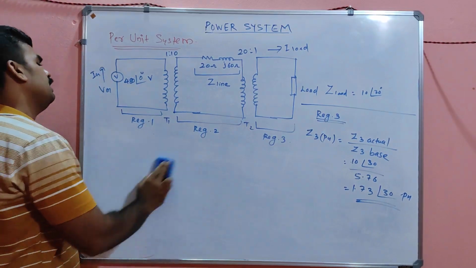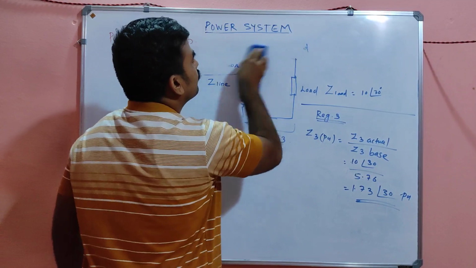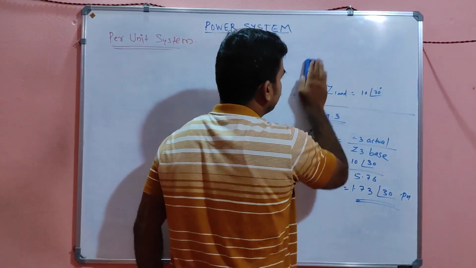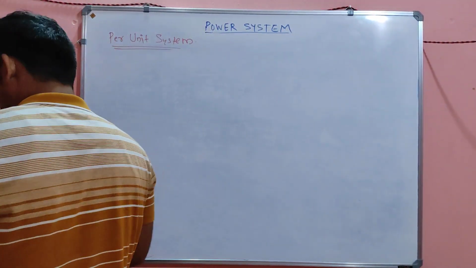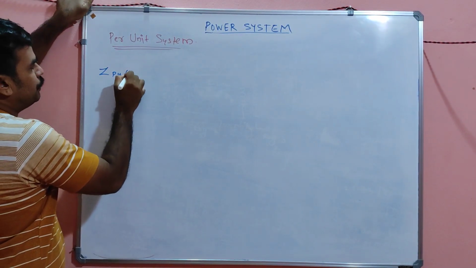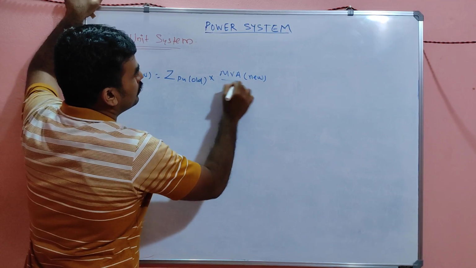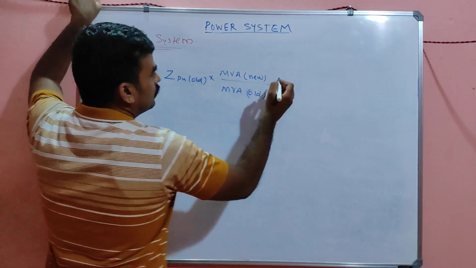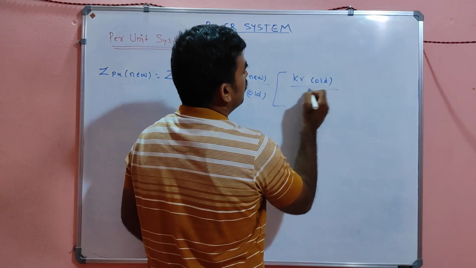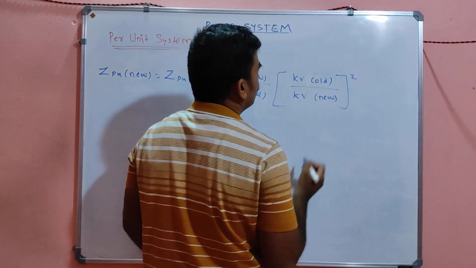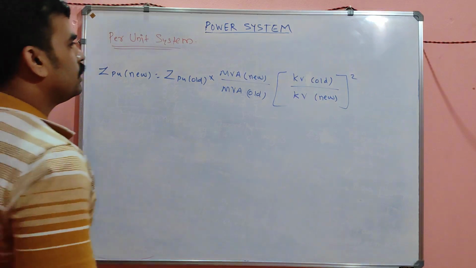In competitive examinations, a famous question and a famous equation I will tell you. That's nothing but, my dear, Z pu new equals Z pu old into MVA new divided by MVA old into KV old by KV new, the whole square. This is a very famous equation.